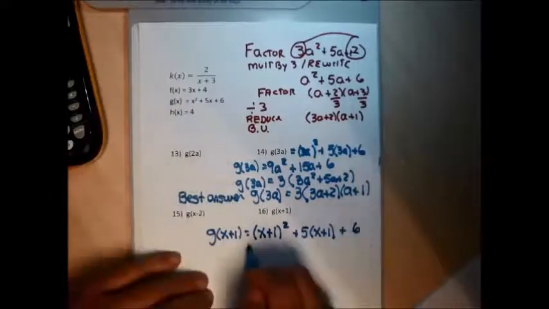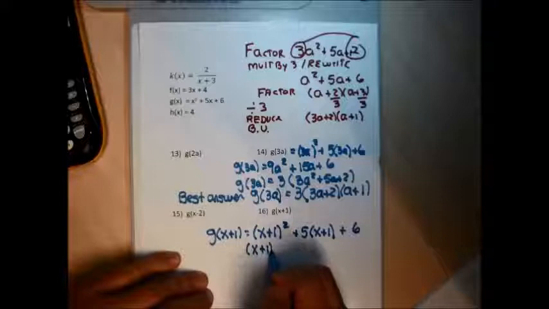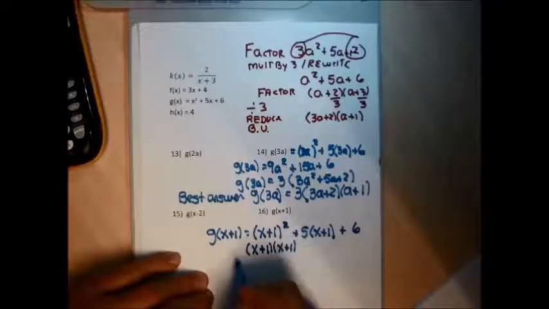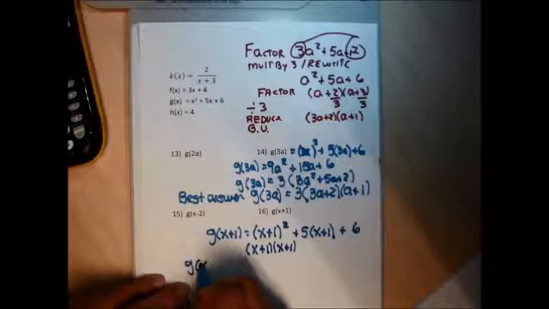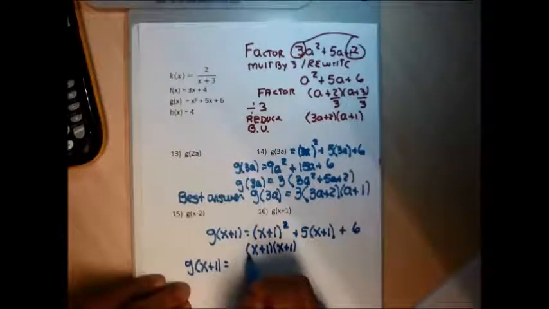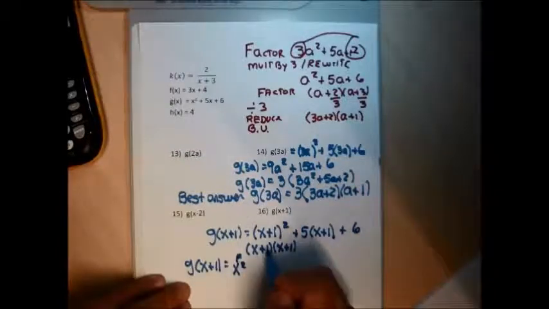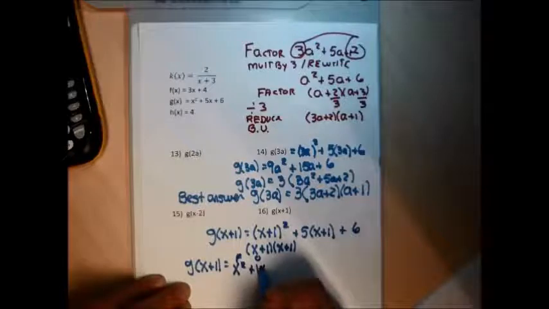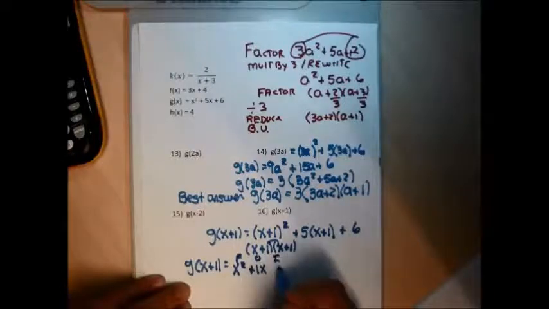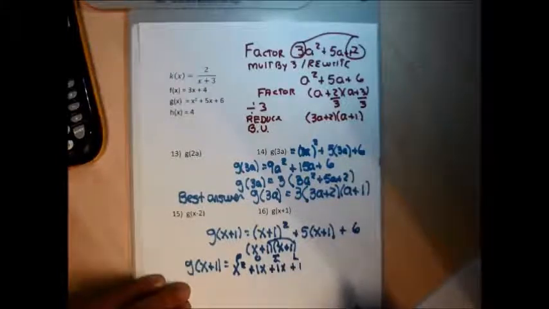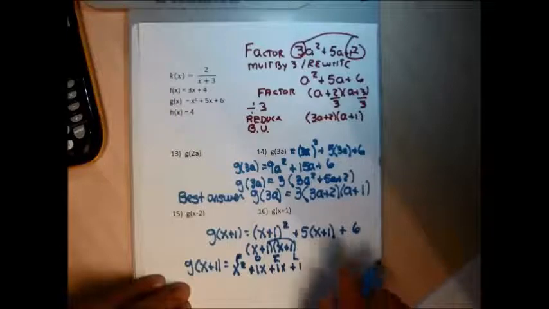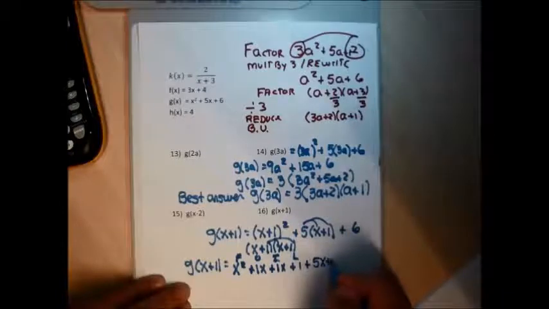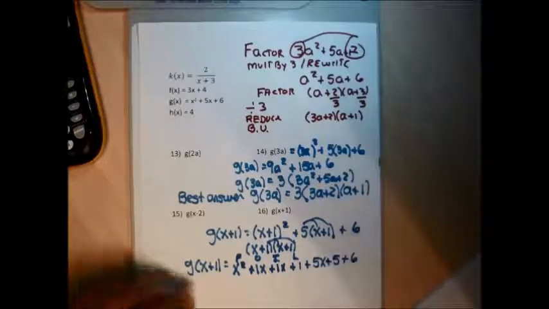To do x plus 1 squared, it's foiling. You have to do x plus 1 times x plus 1. Firsts are going to be x times x, which is x squared. Outers are x times 1, which is plus 1x. Inners are 1 times x, which is plus 1x. Lasts are 1 times 1, which is plus 1. So that's doing the x plus 1 squared. Now I'm going to go 5 times x and 5 times 1 and get plus 5x plus 5. And bring down the 6.